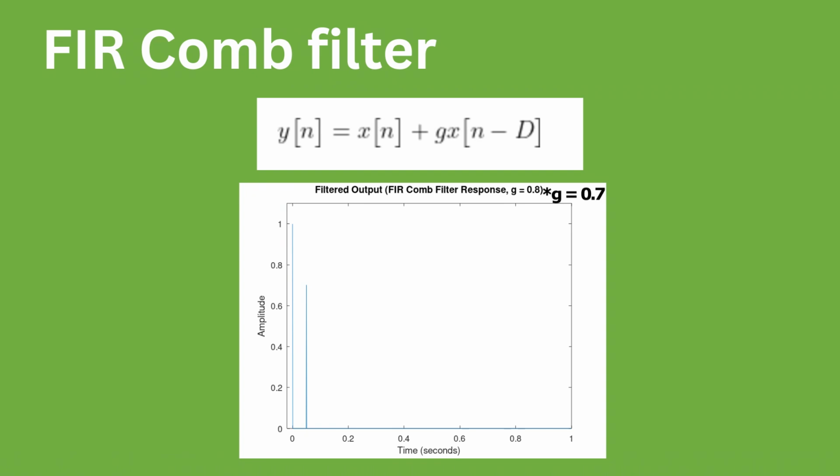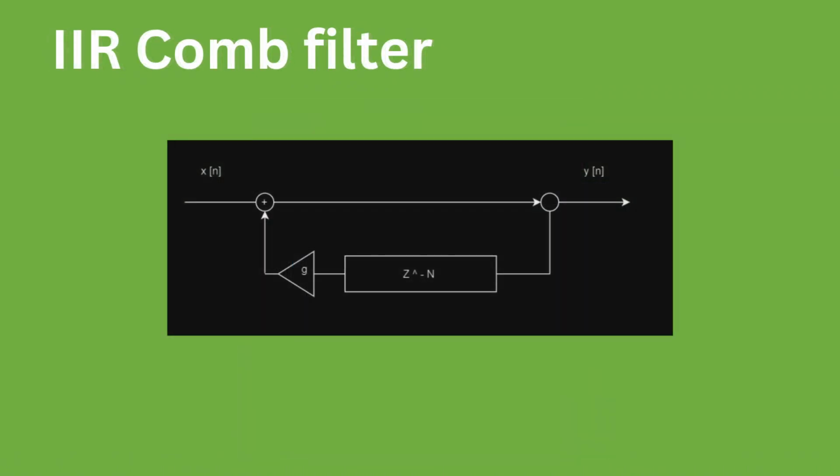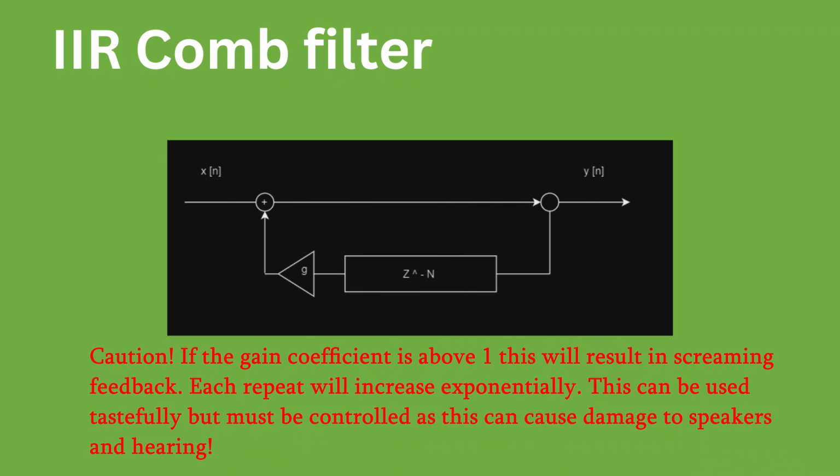So the third structure is an IIR comb filter. An IIR comb filter is similar to the FIR comb filter, except the digital delay line is actually fed back into the original signal, which produces infinite repeats. However, the repeats are attenuated by the feedback coefficient G. So with a feedback coefficient of 1, the signal will repeat at the same amplitude forever, essentially. With a feedback coefficient of 0.5, it will halve every time it is fed back into the delay line.